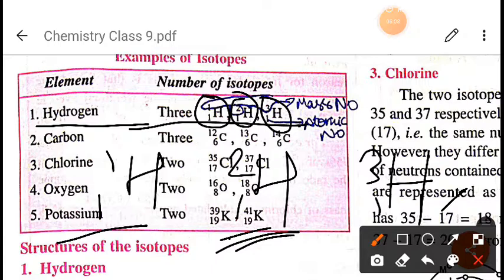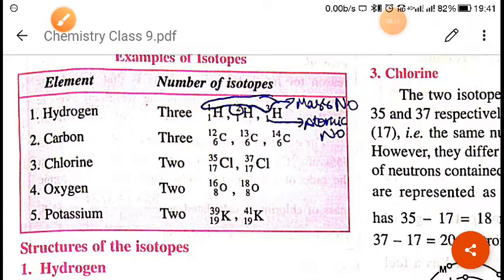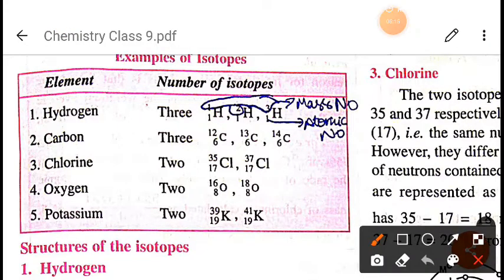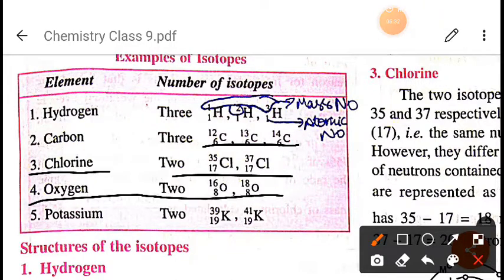In the same way, carbon also has three isotopes, as you can see: carbon C12, carbon C13, and carbon C14. Chlorine also has isotopes, as you can see here: chlorine 35 and chlorine 37. And oxygen also has isotopes, which are oxygen 16 and oxygen 18.